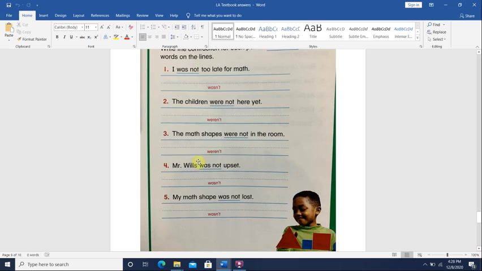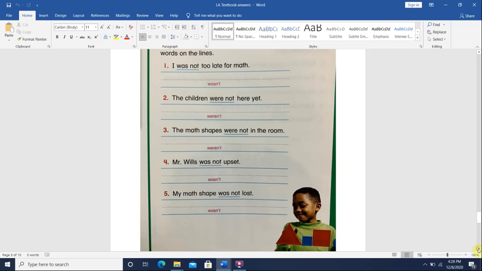Okay, number 3, the math shapes were not will become weren't. This is a contraction. Weren't is the contraction for were not. Mr. Willis was not upset. Wasn't is the contraction for was not. My math shape was not lost. Wasn't is the contraction for was not.